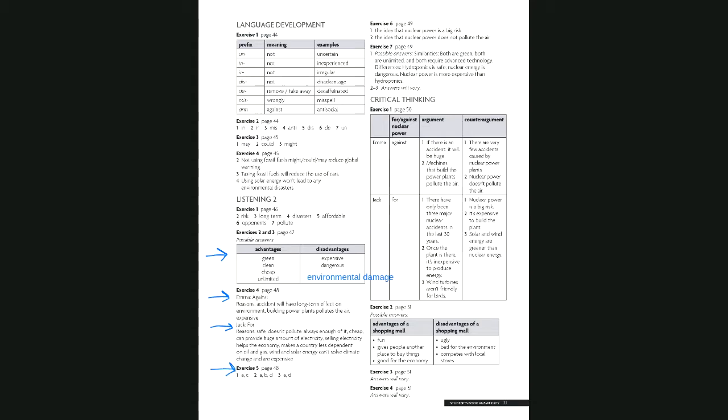Number 1, we can circle A and C. Number 2, A, B, and D. There are 3 answers for number 2, A, B, and D. And number 3 is A and D. Okay, so raise your hand if you have any questions about this listening activity. And next, we're going to talk about counter arguments. Okay, so no questions, good.